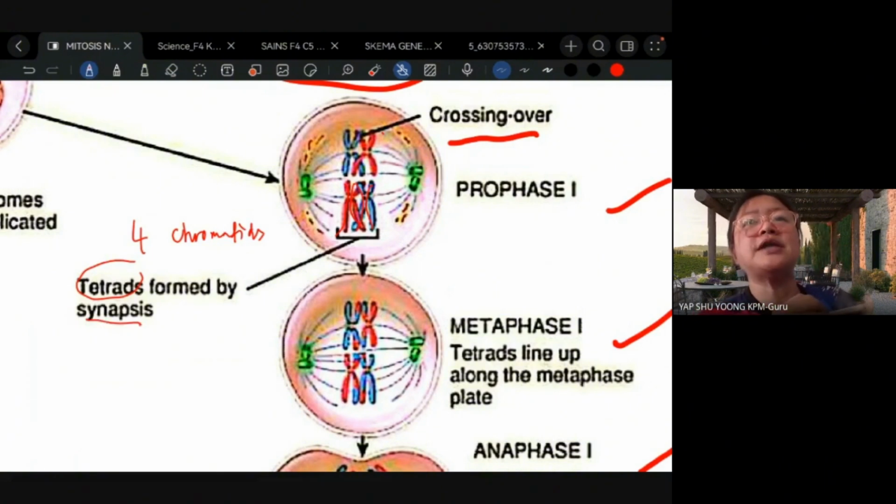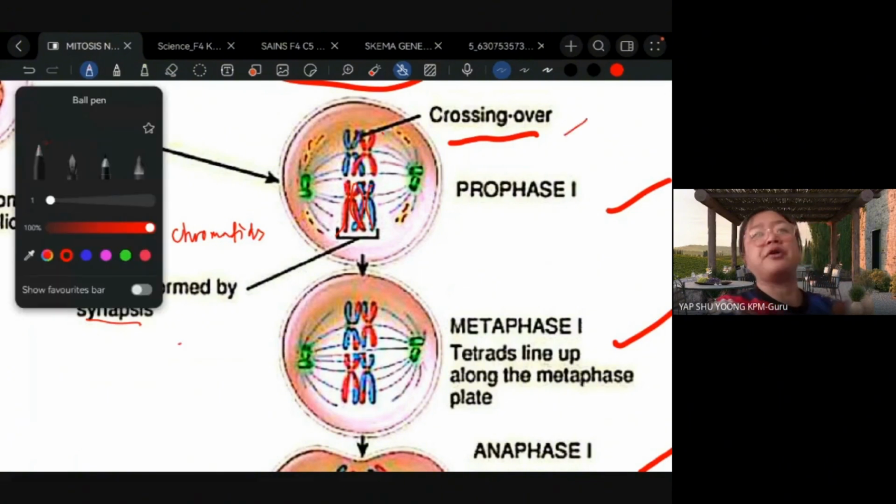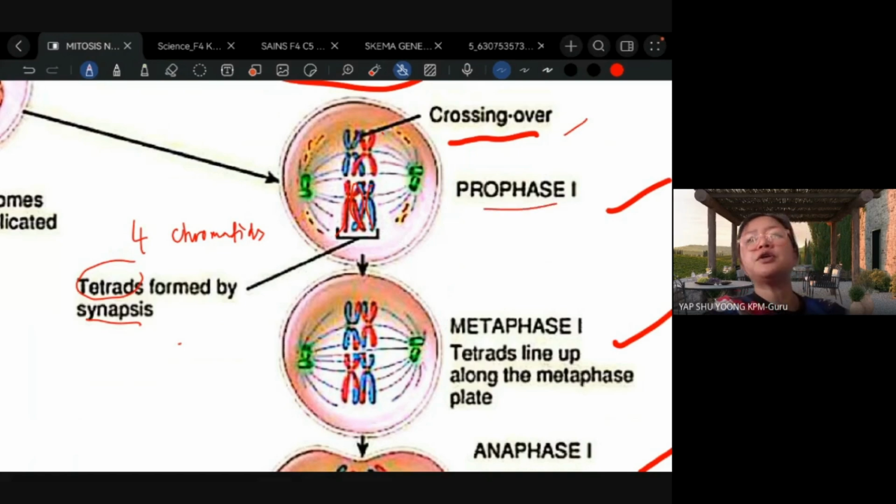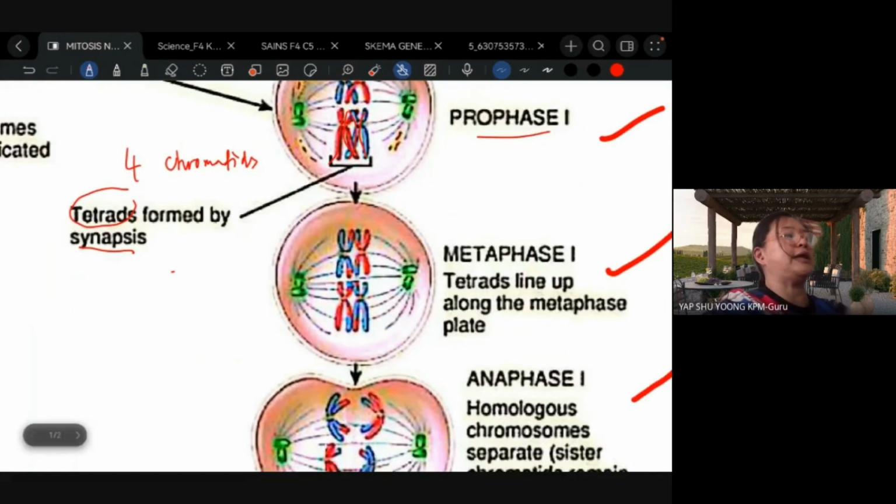Synapsis is the process of pairing up. Pairing up means becoming partners. The process of pairing up, synapsis, happens first, and only then will crossing over take place. So crossing over takes place at prophase. After crossing over takes place, we go to metaphase 1.